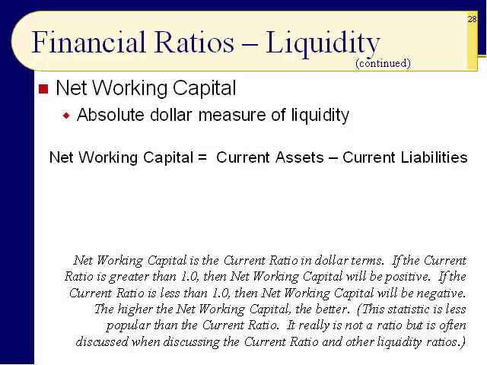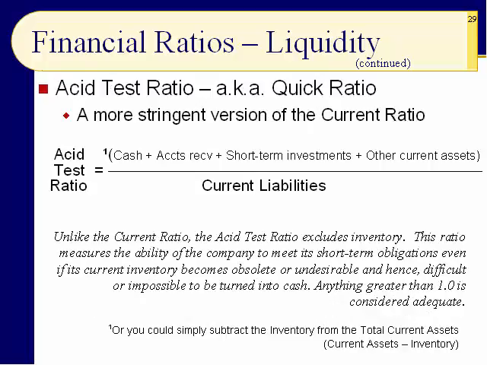Slide number 29. Here we are. Now, this one sounds scary, doesn't it? The acid test ratio, also called the quick ratio. This is a more stringent, more rigorous version of the current ratio. Why? Because it excludes inventory.